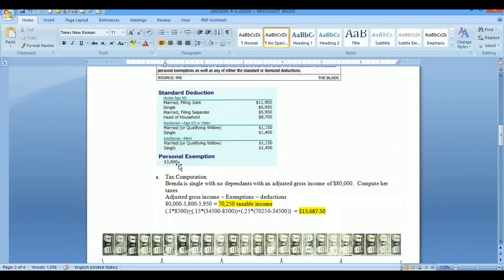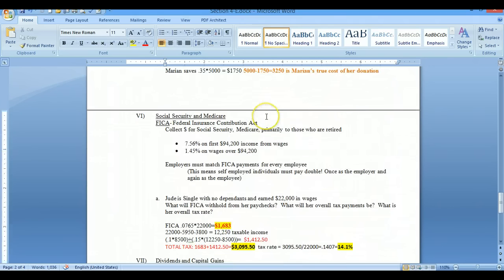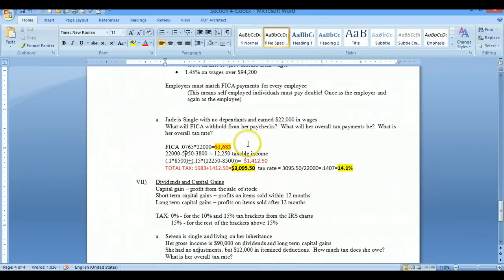Exemption of $3,800. She was single, so the standard deduction is $5,950. So she has a taxable income of $12,250.